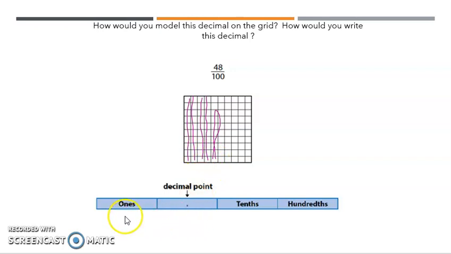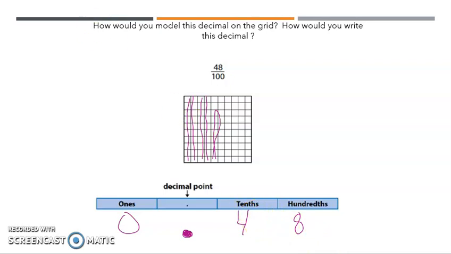How would I write it? I put a 0 in the ones place. Why do I have a 0 in the ones place? Because there's no wholes. That's right, there's no wholes. And I have 48 hundredths. Now let's examine that a little bit further.